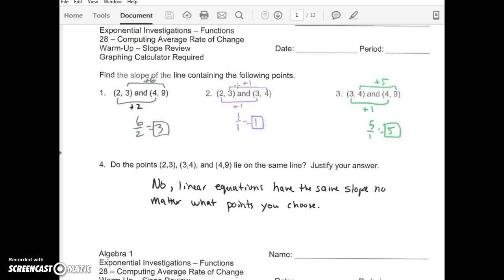In number 2, the same thing. We're looking for that slope, change in y over change in x, as far as our coordinates go. We get a slope of 1. And number 3, calculating the slope, we get 5.